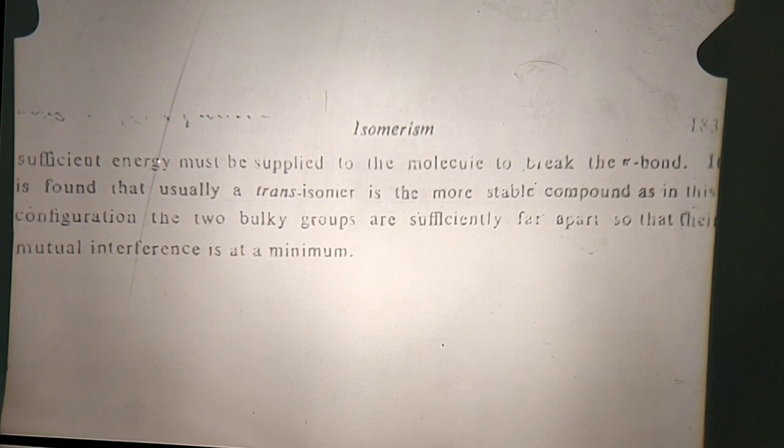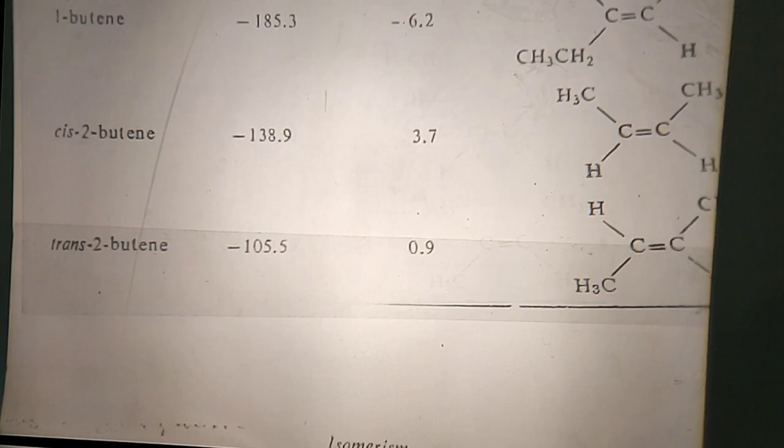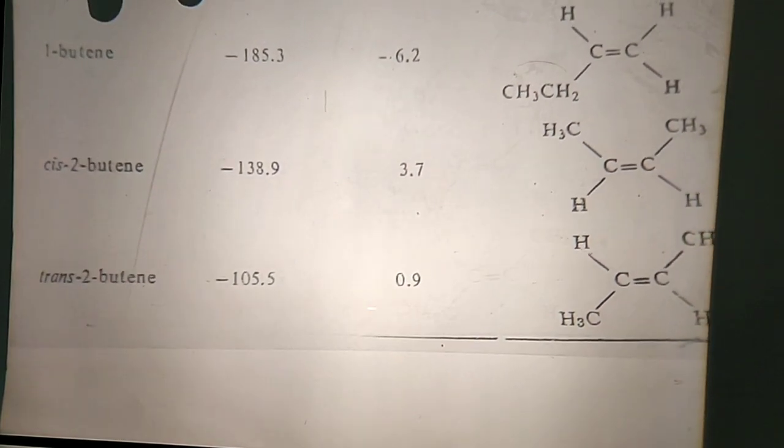Now sufficient energy must be supplied to the molecule to break the pi bond. I did talk to you in geometric isomerism, the bond has been broken. So in this case, pi bond is broken. It's found that usually a trans isomer is more stable compound, as thus in this configuration, the 2 bulky groups are sufficiently apart from each other. Now this is trans 1.